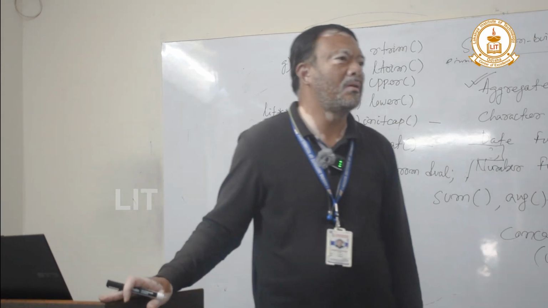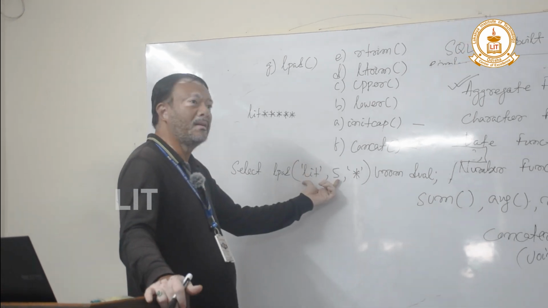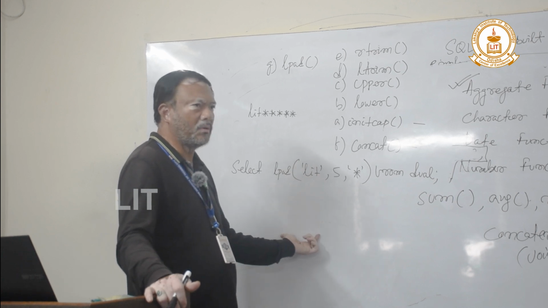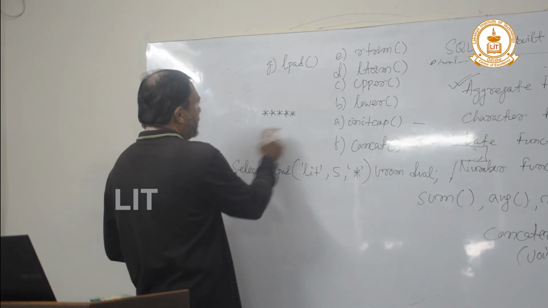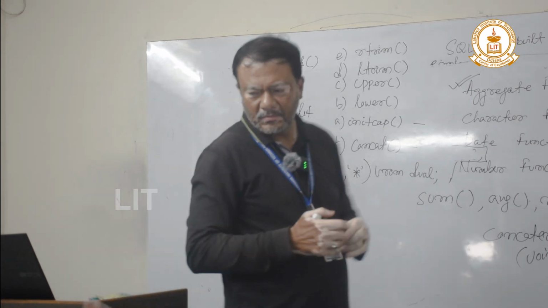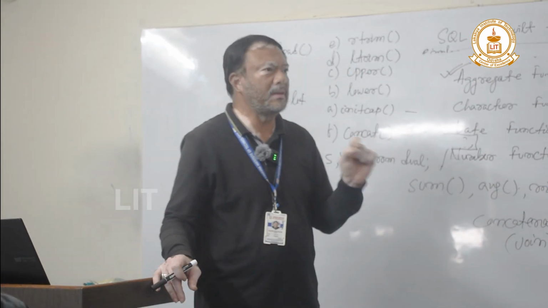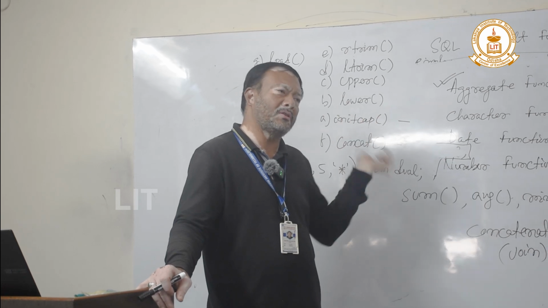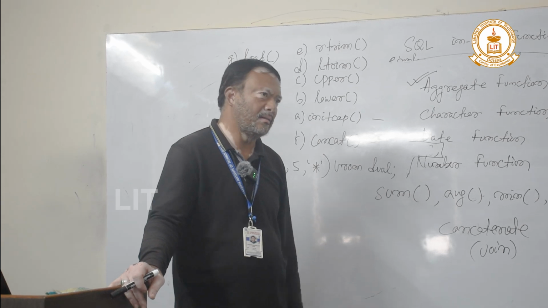How is the output coming? We have written LPAD. Please write the output; however you saw it, write it in your copy. Sorry, I made a mistake here. It is working in some other way. We have written 5 here, so it takes 5 in total. Out of 5, whatever is occupied by LIT is left, and the rest is given as stars.